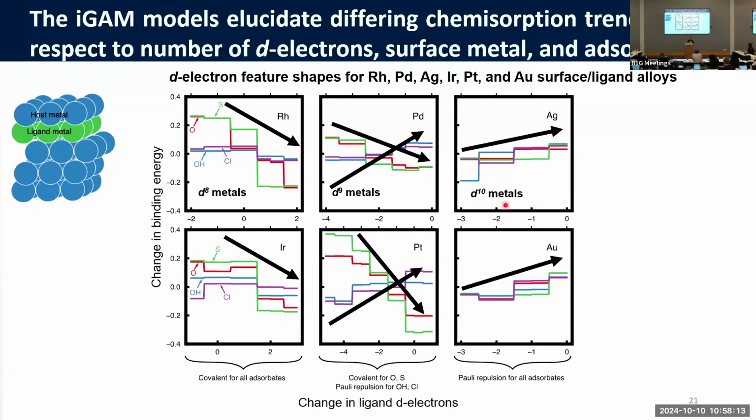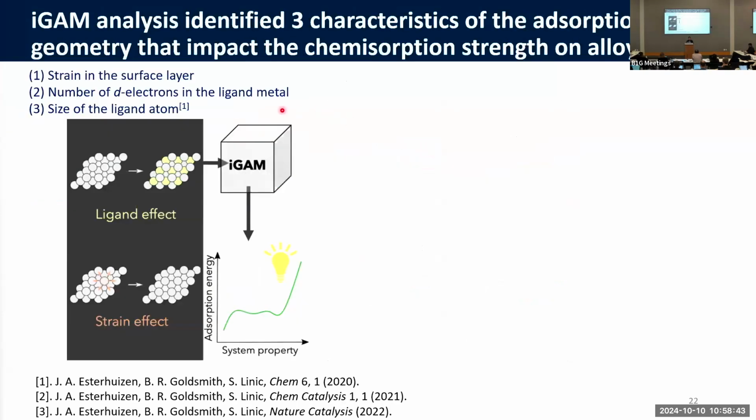So basically, if you know what host metal you have and what ligand metal you have underneath, depending on how noble that host metal is and how electronegative your adsorbate is, you would have a good intuitive understanding of how the adsorption strength would be perturbed. Using these analytical and physics models is useful, but this also comes pretty seamlessly out of this type of analysis. So I hope IGAM identified this ligand effect and strain effect. The most important effects were the strain, the number of d electrons, and also the size of the ligand atom, which I didn't have time to talk about.